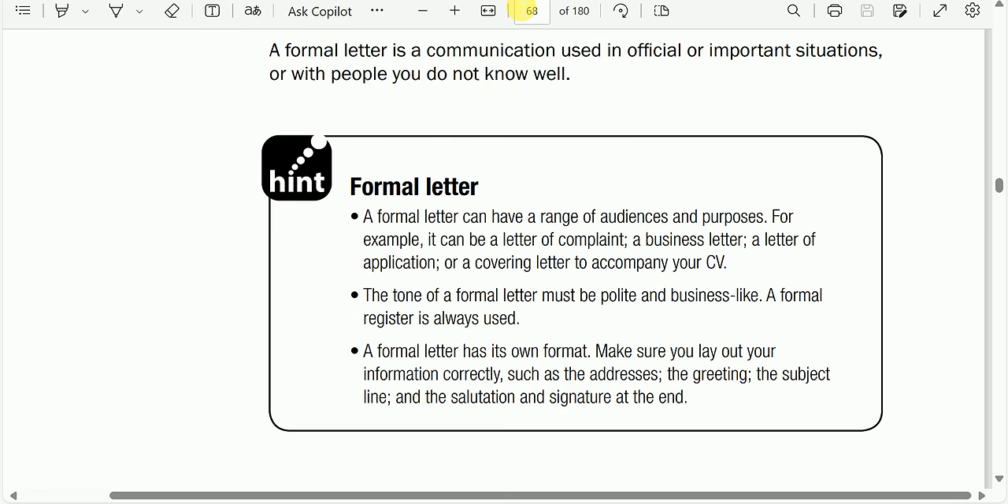Now, a formal letter can have a range of audiences and purposes. For example, it can be a letter of complaint, like I've already said, a business letter, a letter of application, or a covering letter. The tone of a formal letter must be polite and business-like. A formal register is always used. Even if you are writing a letter where you are very furious, you are complaining, perhaps they gave you a scenario that you bought a phone and it stopped working after a week or so, you cannot become overly emotive.